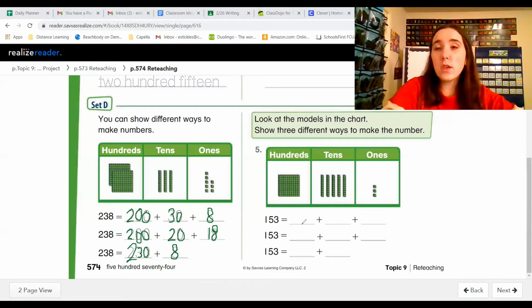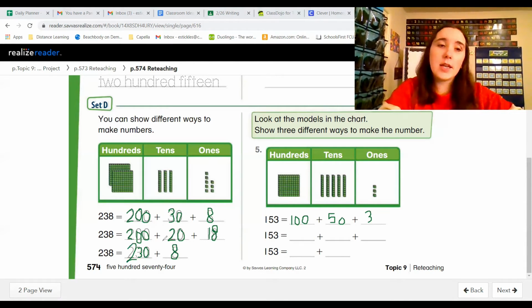Okay, let's try it. First, I'm going to do expanded form because that's the easiest way for me to think about it. So 100. 1, 2, 3, 4, 5 tens, which would be 50. And then 3 ones. So 153 equals 100 plus 50 plus 3.